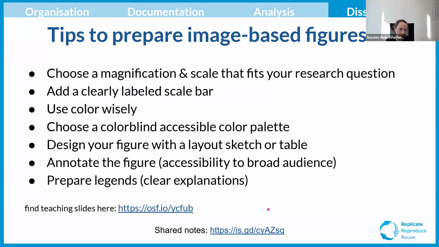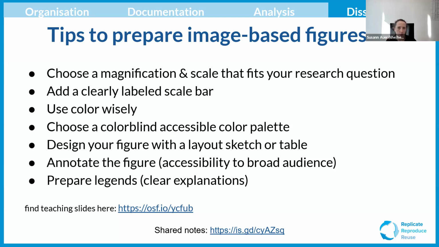So here is a list of tips basically for when you prepare image-based figures, and then we're going to go through some of them a bit more in detail. First of all, you should choose a magnification and a scale that fits your research question. So if you want to present teeny tiny details, of course you should have magnified images of what you want to present. You should always add a clearly labeled scale bar, something most people don't use. Use color wisely, choose a colorblind accessible color palette if you can, and we'll talk about why that is.